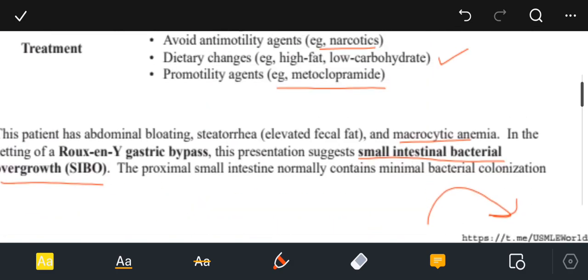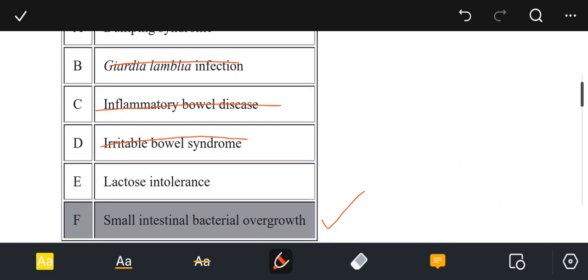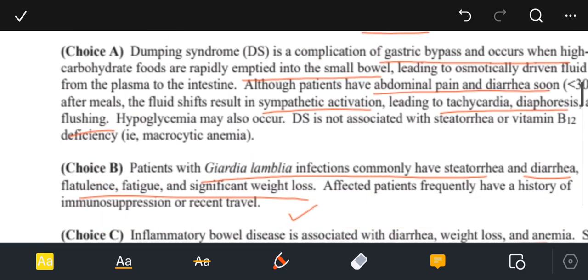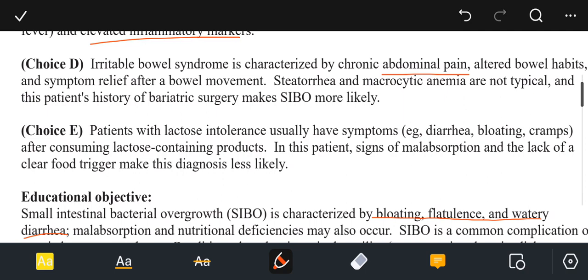The choice Delta is irritable bowel syndrome. This is not the option of choice because irritable bowel syndrome is characterized by chronic abdominal pain, altered bowel habits, and symptom relief after a bowel movement. Steatorrhea and macrocytic anemia are not typical, and this patient's history of bariatric surgery makes SIBO more likely.